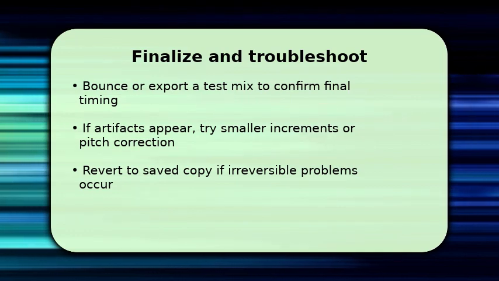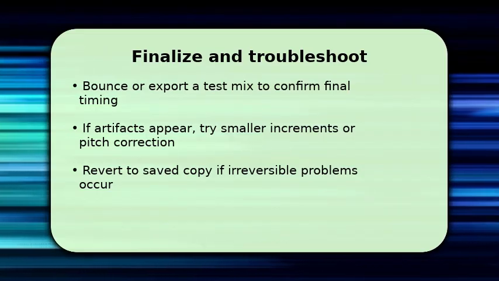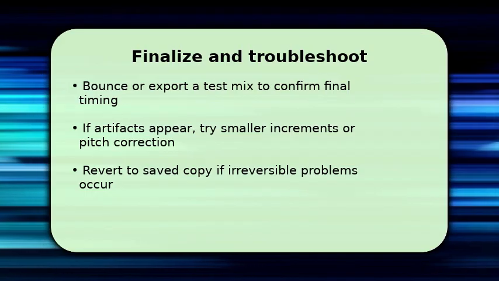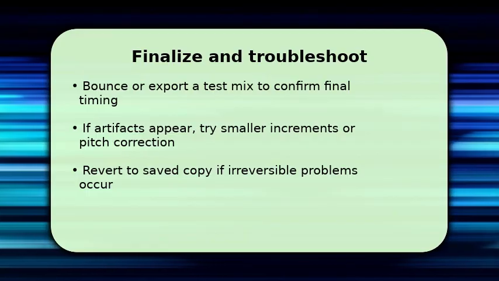If audio sounds glitchy, reduce the speed change amount or try warp markers on problematic sections. If pitch changes, enable pitch correction or bypass varaspeed. Once satisfied, commit changes by saving. If something goes wrong and tracks degrade, revert to the duplicated project copy you made at the start. This saves you from permanent errors.